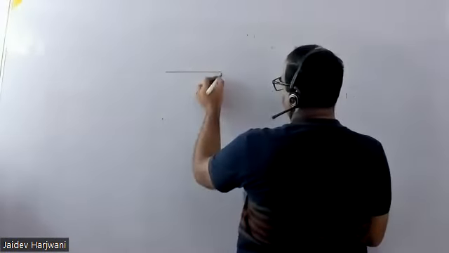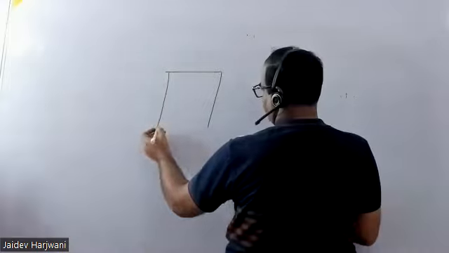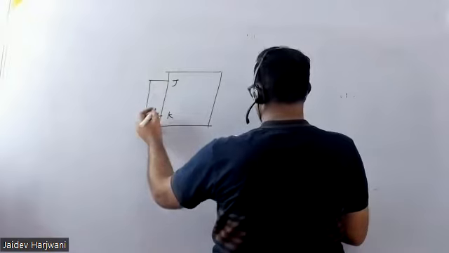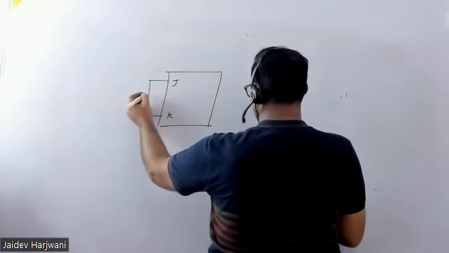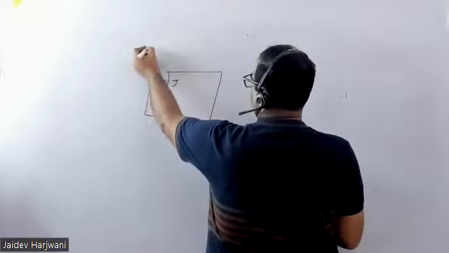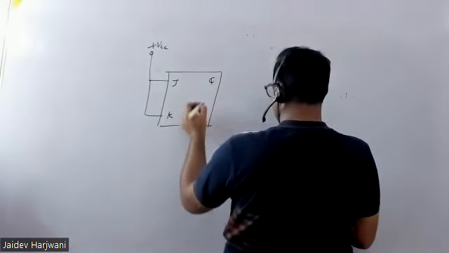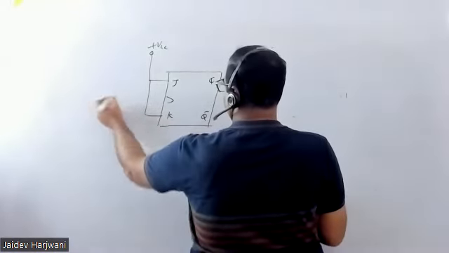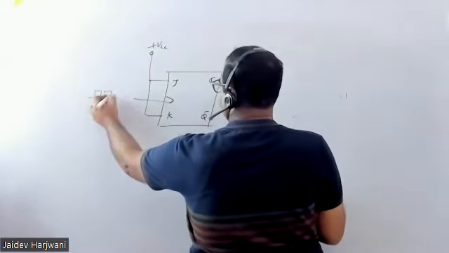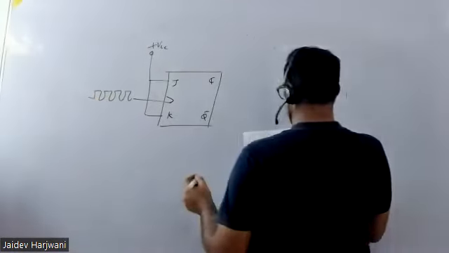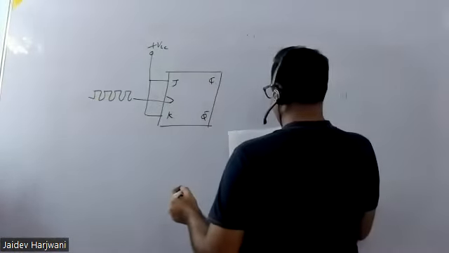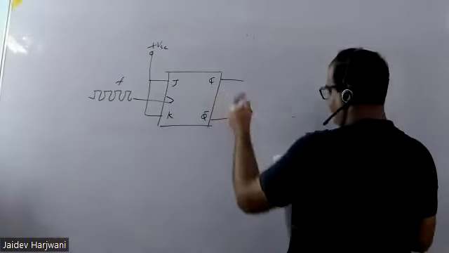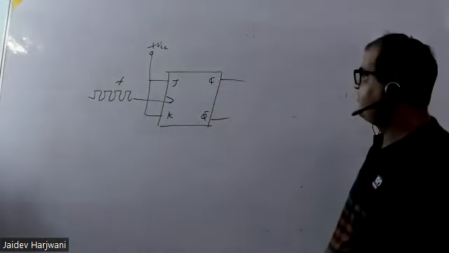So let us see some questions from digital also. They have given you a JK flip flop, and both inputs are connected to plus VCC. This is Q, this is Q bar, and here you are applying a clock whose frequency is F. They are asking what is the frequency of the output?